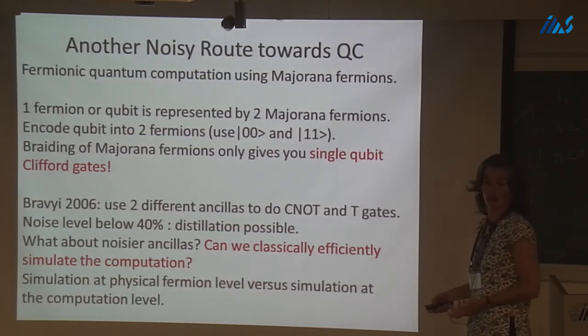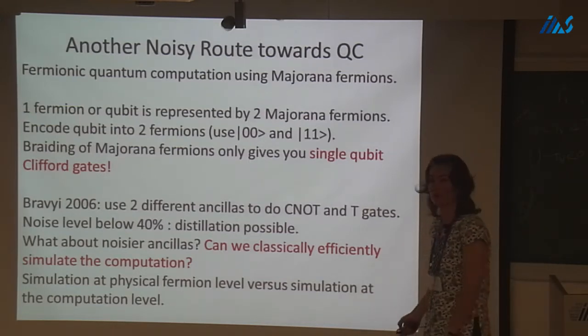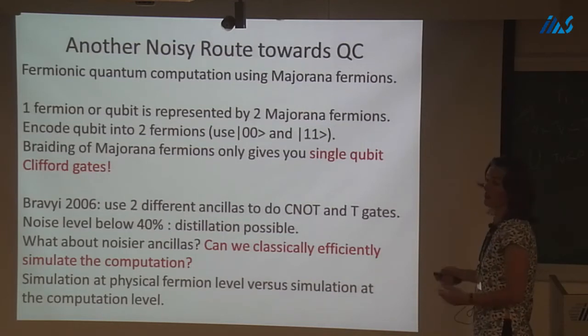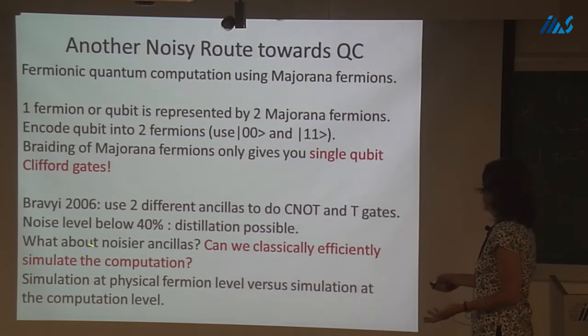What if these ancillas are noisier? If I didn't have the ancillas, I only have this braiding of Majorana fermions. Now, what is that? Braiding of Majorana fermions, I'll come to that in a moment, is an example of fermionic linear optics, and that can be classically simulated. So you can understand if you have very noisy ancillas, you may be able to classically efficiently simulate it.